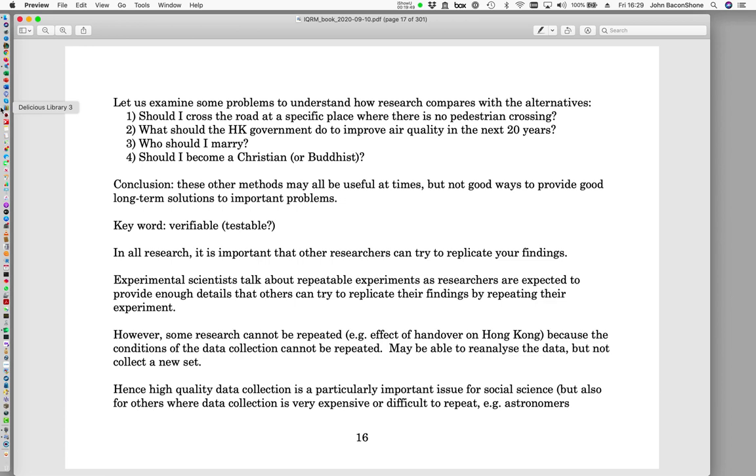Okay, that's okay if you're doing experimental science, but what if you're dealing with research that cannot be repeated? So, for example, if you were interested in the return of sovereignty in Hong Kong, or the handover, whatever you want to call it, clearly there's a problem, right? We can't replicate what happened in 1997 in Hong Kong. We can't replicate it in Hong Kong, and it's difficult even to find a close analogy elsewhere.